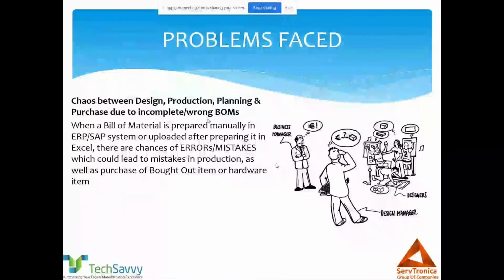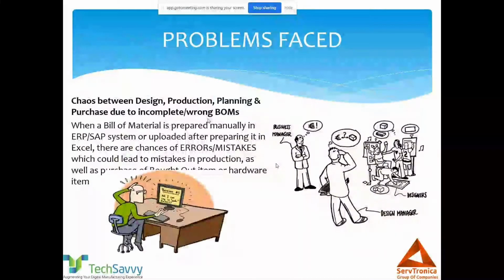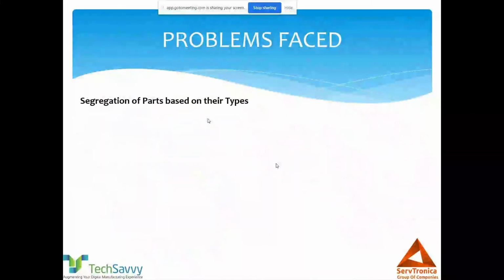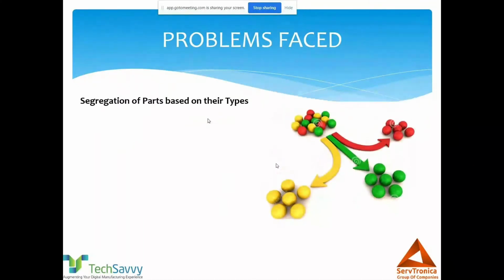Another major concern is the segregation of parts. When we release the bill of material to the production or purchase team, the initial concern of the production department becomes only the manufacturing parts, and the initial concern of the purchase department becomes only the purchase or hardware or the BOP items. So the first thing they do is start segregating it.